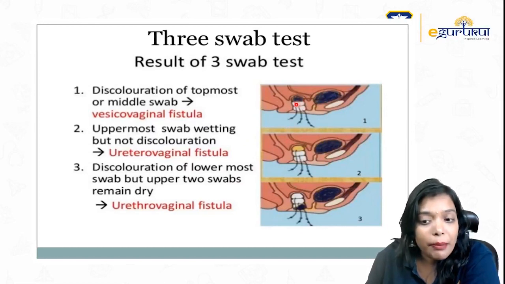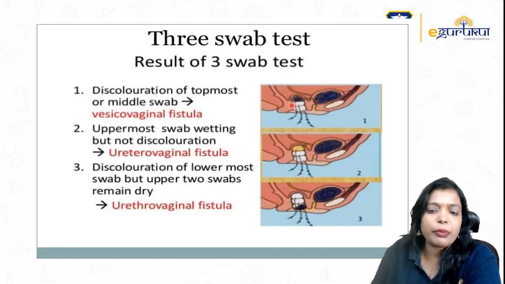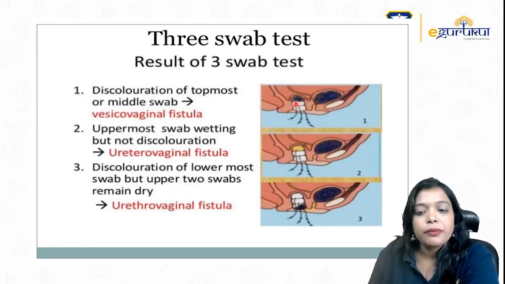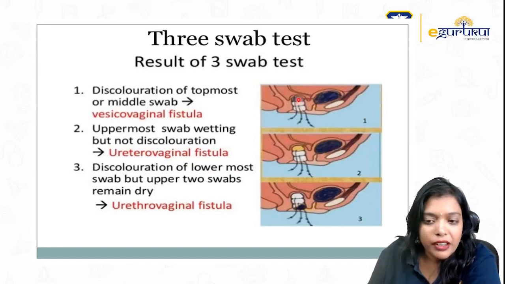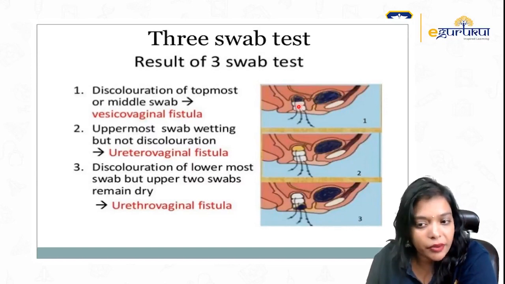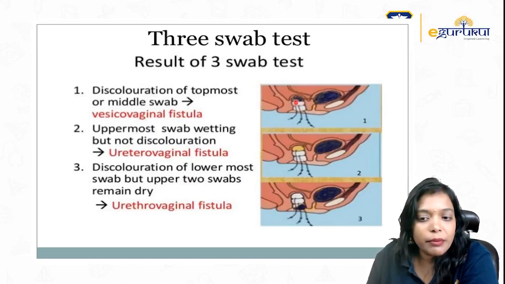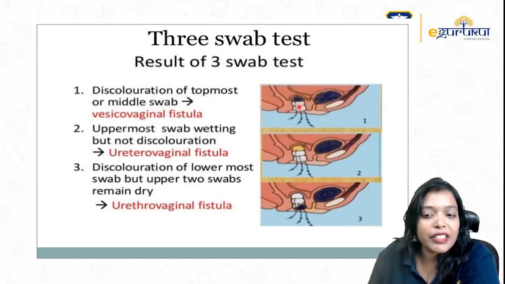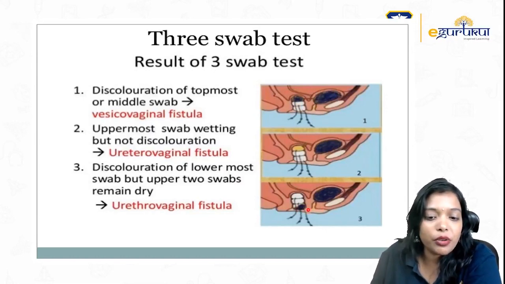So if the middle swab or the upper swab is wet by blue color, then it is a vesicovaginal fistula. Usually many books give the middle swab. So the middle and upper swab get wet. Obviously when the upper swab and middle swab are getting wet, the lower swab is also going to get wet, right? So when the middle and upper swab are getting wet by dye but not by urine, then it is a vesicovaginal fistula. If the lowermost swab is wet by dye, then it is a uretrovaginal fistula. Right?